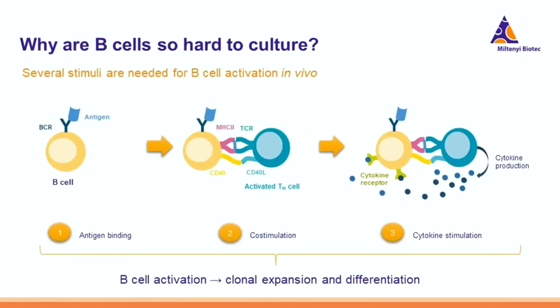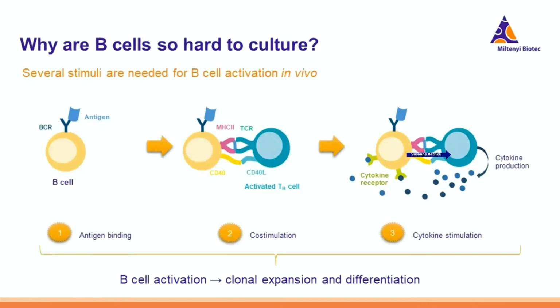So here you can see why it is actually so hard to culture B cells, because they really need several stimuli to be activated. And this is really hard to mimic in vitro, because in vivo there's a lot happening with the help of the T cells. First you have the contact of the B cell receptor with the antigen. Then in the next step, the T cell binds to the B cell. So we have the MHC presentation of the antigen by the B cell, then the T cell can bind to it with the T cell receptor, and then it presents the CD40 ligand to the B cell.